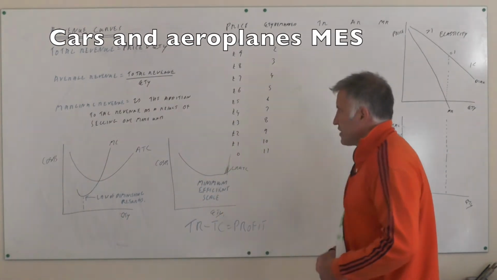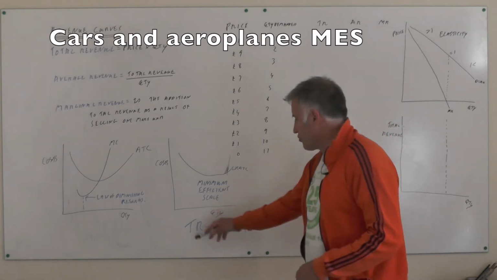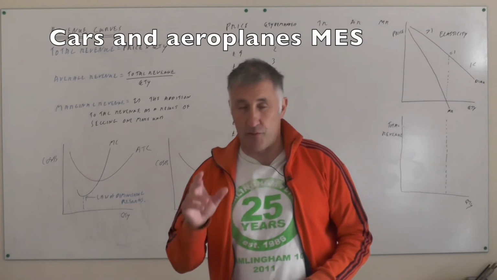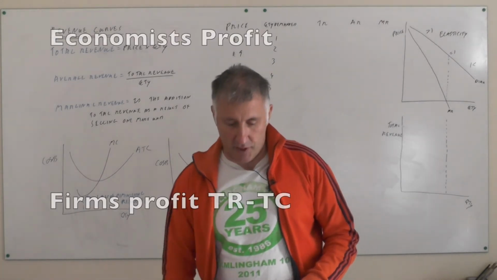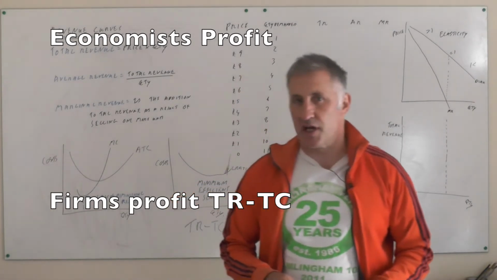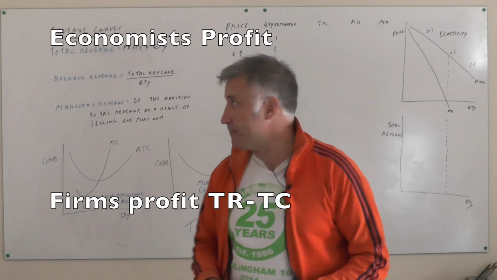Next session we're going to look at profit. Total revenue minus total cost is equal to profit, although an economist's profit is slightly different because they also take into account opportunity cost.